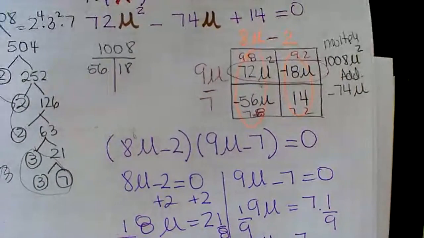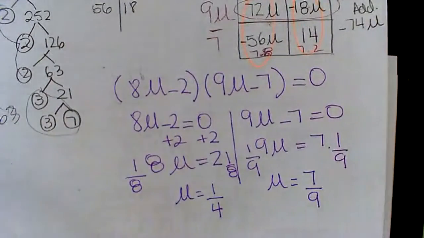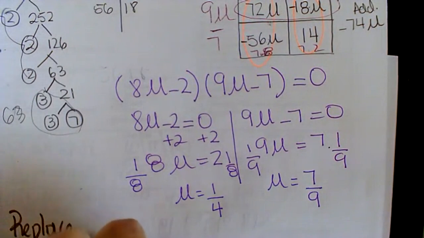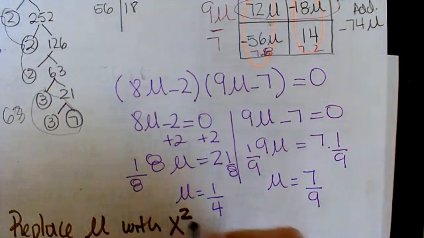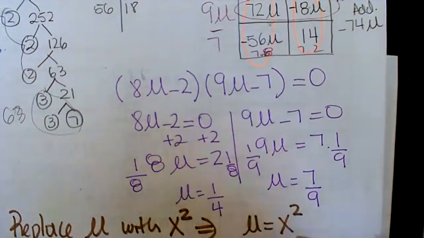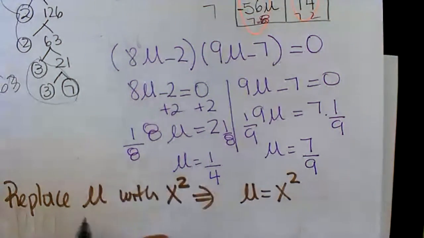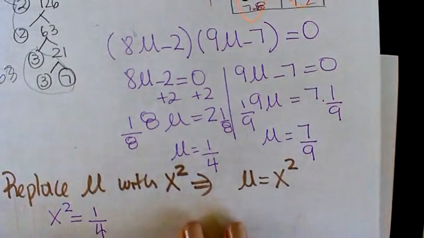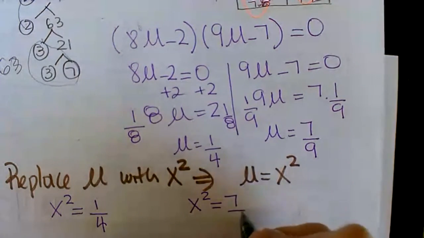So now let's go back and we're going to replace u with an x squared, because we said at the beginning that u was going to be equal to x squared. So let's do that. So we have x squared equals 1/4 and x squared equals 7/9.